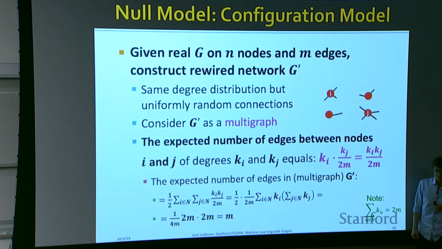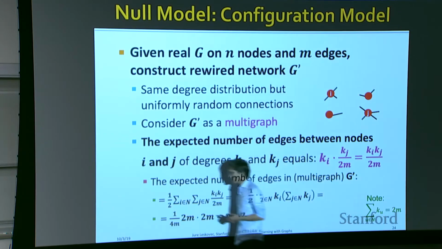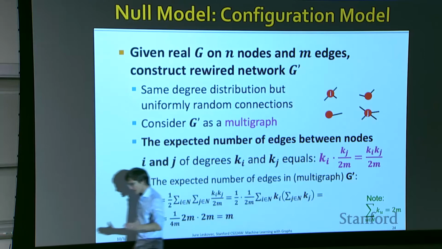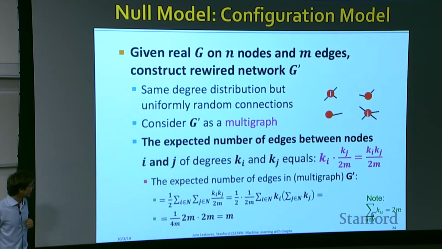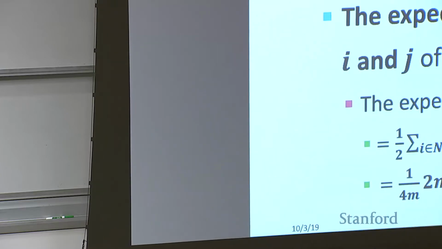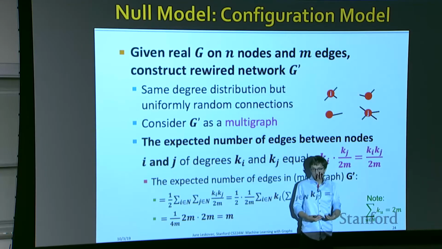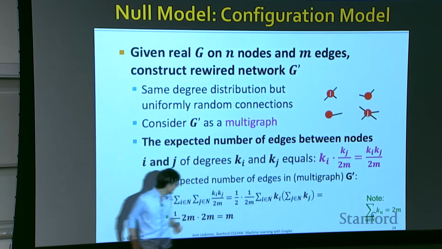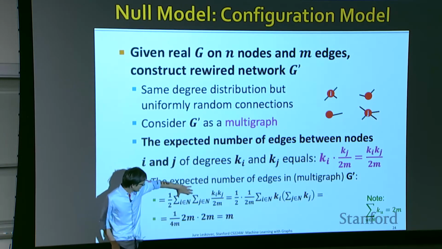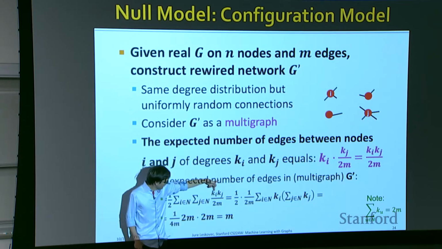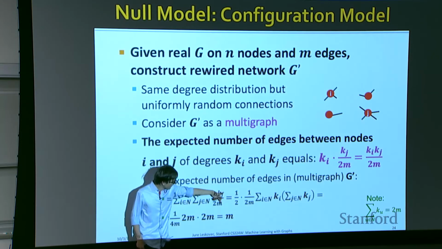Another side calculation you can do is that if this is correct, then if I sum over all the node pairs, the expectation should be exactly the number of edges I see in my graph. And this is what I try to do here. Let's go over all pairs of nodes i and j, and for every pair, i has some degree, j has some degree, divided by 2m.